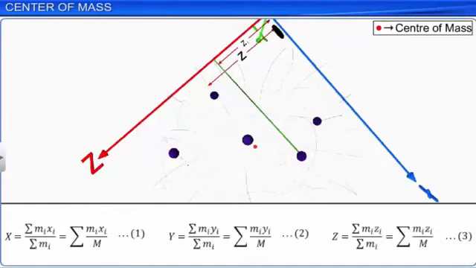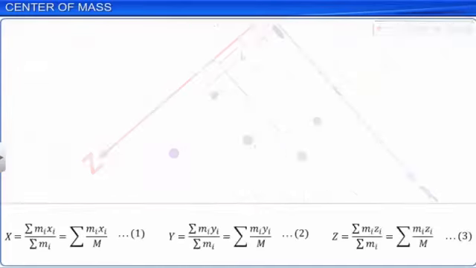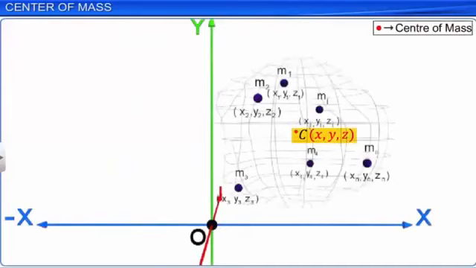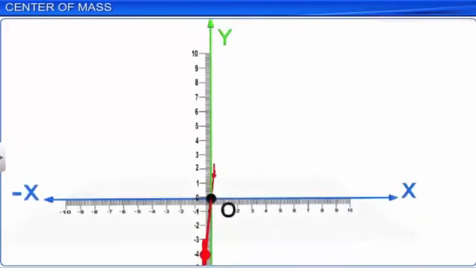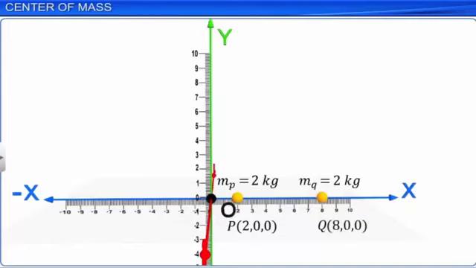The location of the center of mass of a system of particles depends on the locations of constituent particles and their masses. For example, consider two identical particles, each of mass 2 kg, located at points P of 2, 0, 0 and Q of 8, 0, 0. Since both particles are along the x-axis, even their center of mass lies on the x-axis.